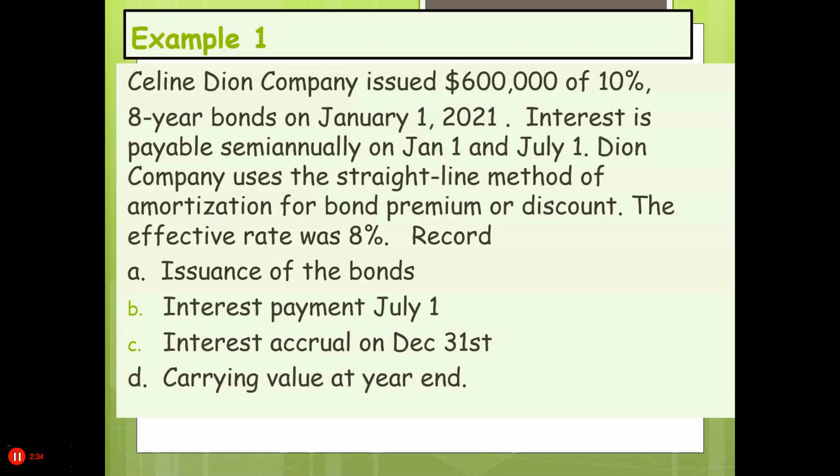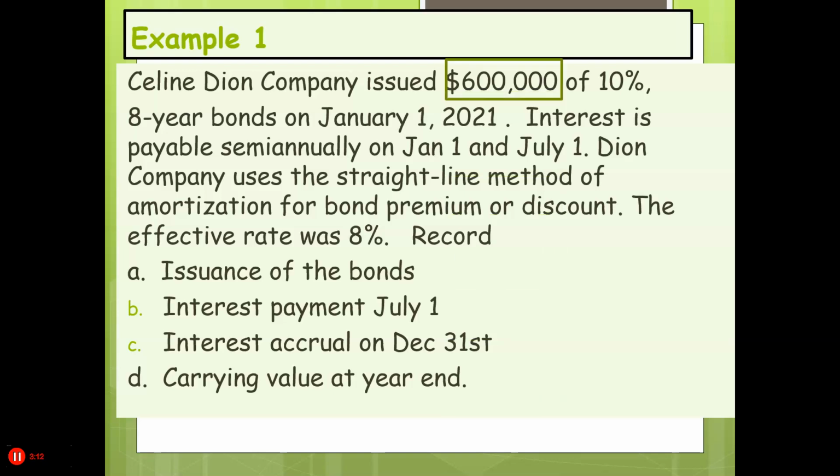Leon Dion Company issued $600,000 of 10% 8-year bonds on January 1st of 2021. The interest is payable semi-annually on January 1st and July 1st. Dion Company uses the straight line method of amortization for bond premium or discount, and the effective rate was 8%. So we're going to record when we issue them, but first we have to determine how much cash we received. Then we're going to do the interest payment for the 2 periods, and then look at what the bonds are carried at at the end of the year.